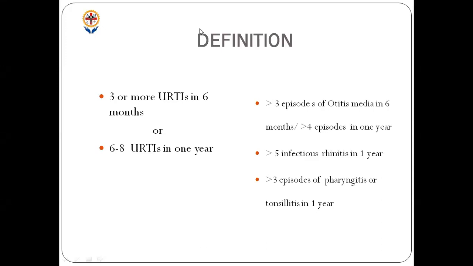For children less than 3 years, more than 8 URTIs in 1 year is considered as recurrent URTI. And for children more than 3 years, more than 6 episodes of URTI in 1 year is considered as recurrent URTI.